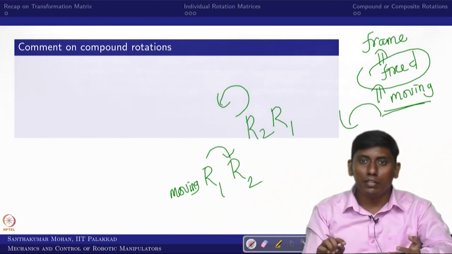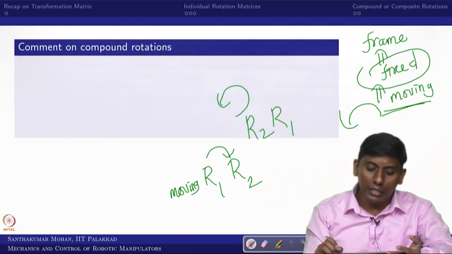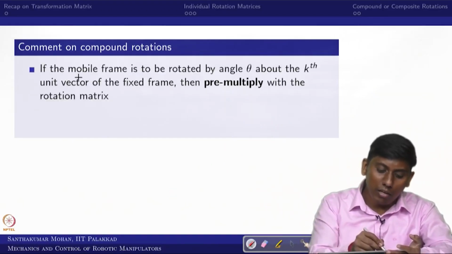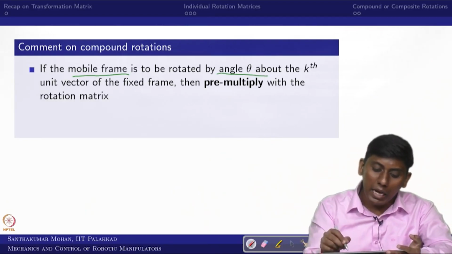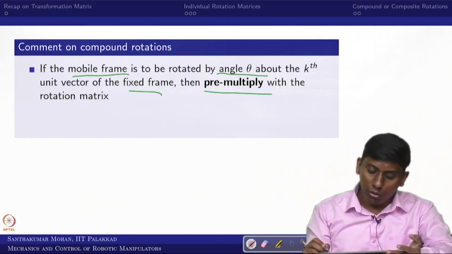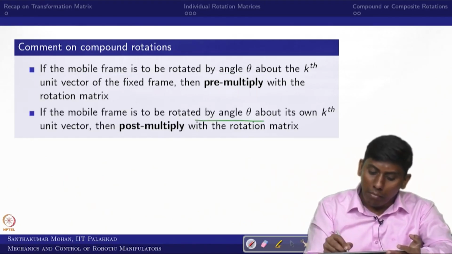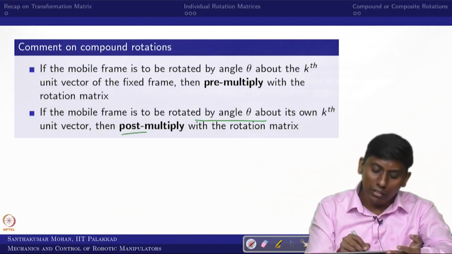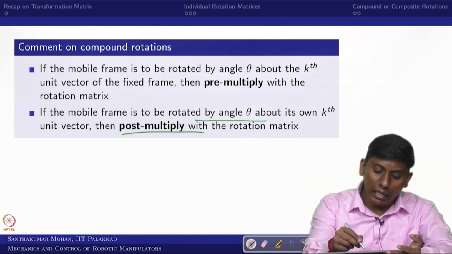This is something I will show you in one slide, then you will get the idea. So this is what we call the comment. The comment is that if the mobile frame is to be rotated by an angle theta about the kth unit vector of the fixed frame, then you pre-multiply with the rotation matrix. Whereas if it is rotated by an angle about its own kth unit vector, then you post multiply with the rotation matrix. I hope you are clear on that.